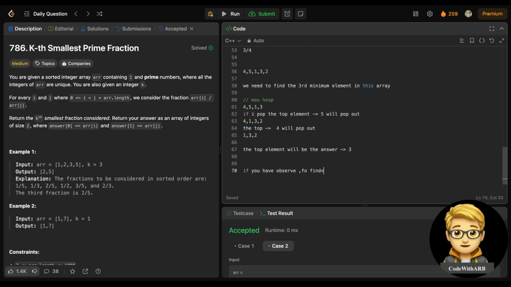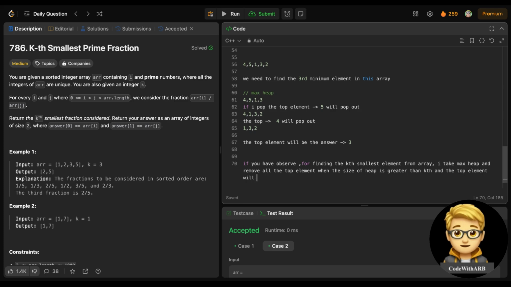for finding the kth smallest element from an array, I take a max heap and remove all the top elements when the size of the heap is greater than k, the kth element, right? And the top element will be my answer.